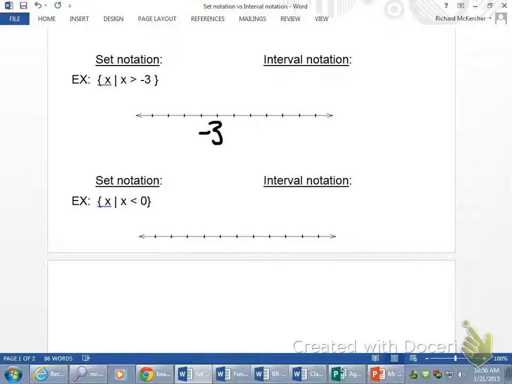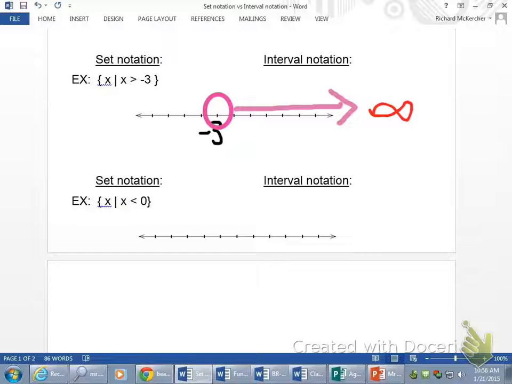Let's try another one. Okay, we're going to check out this one. It says set notation. We see that all of our x's such that x is greater than -3. So I've got my -3 on my number line. If I go ahead and graph that, you can see that it's an open circle on -3, and every number to the right of -3 is a solution. In fact, this arrow means that it goes on to what we call infinity. And you guys recognize the infinity sign. It's kind of like a sideways 8. It means it goes on forever.